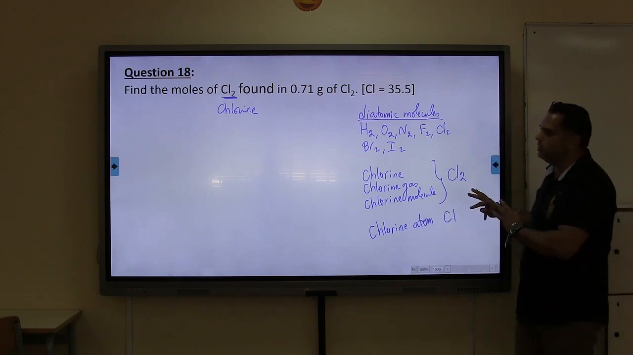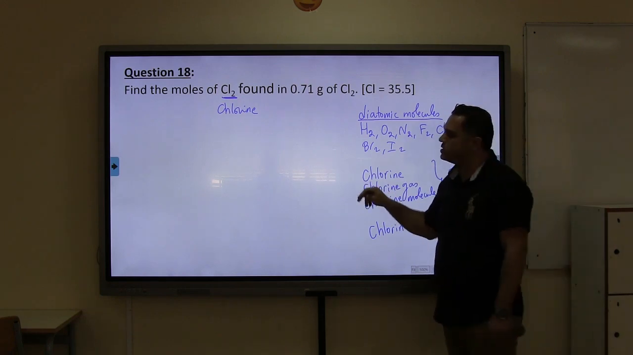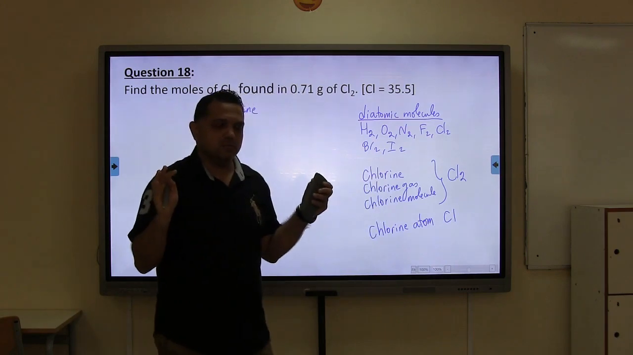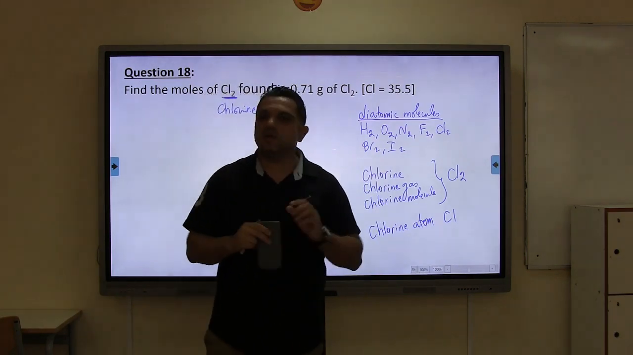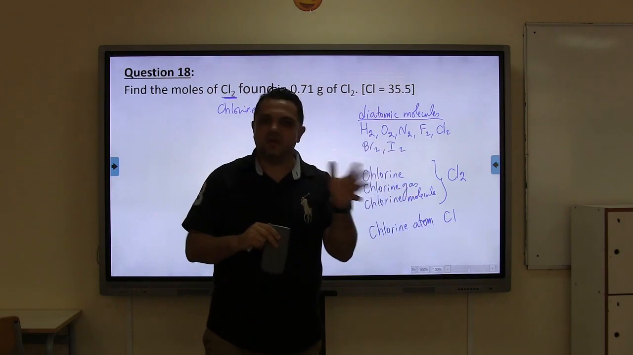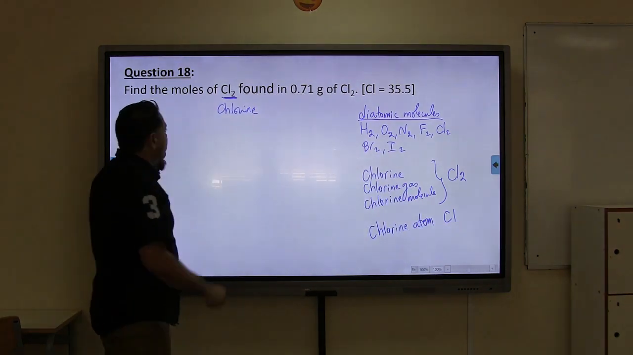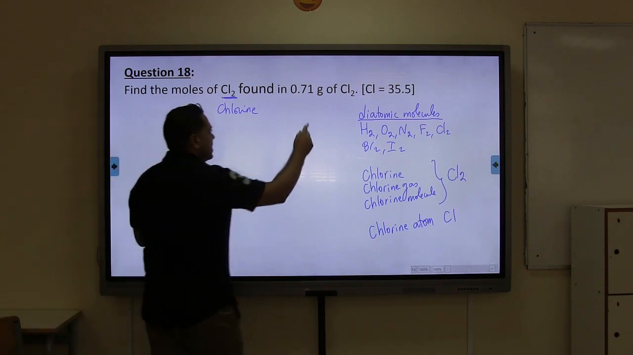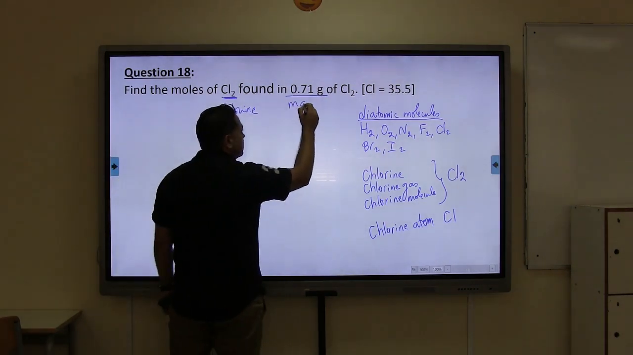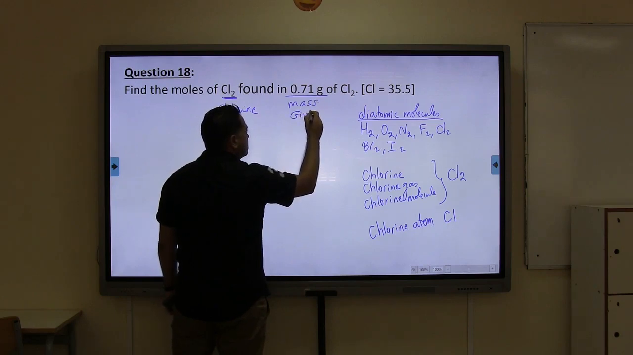So this is very important, to know the diatomic molecules. When we say find the moles of the chlorine only, it means it's diatomic, and this will affect the molar mass, because it will be Cl2, Cl times 2, okay? So here, find the moles, and the given is the mass in grams.